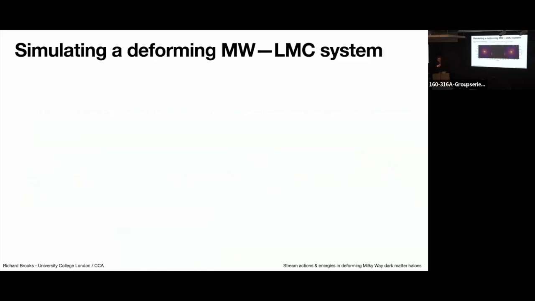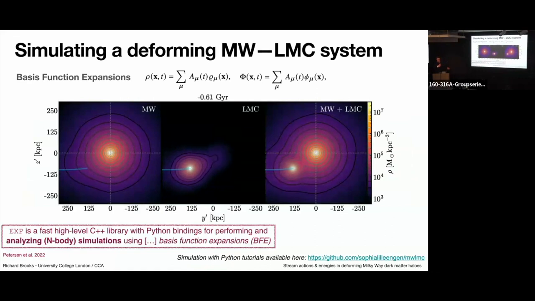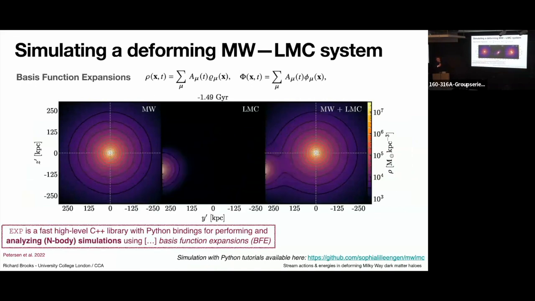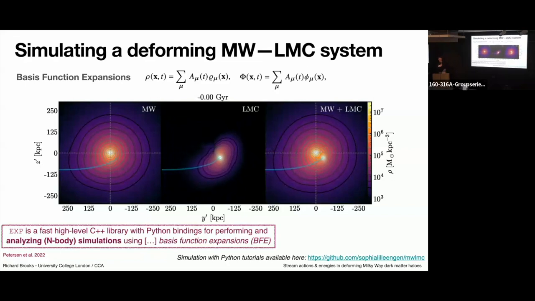Okay, so we've seen some nice examples of being able to simulate a deforming system. This is just taking Sophia Lenningen and Mike Peterson's simulations and showing the LMC falling in and the redistribution of dark matter. The density is plotted here. You can see as the LMC falls in, the deformations are being tracked by using a basis function expansion. Depending on how you weigh the basis functions by these time-dependent coefficients, we'll be able to track through time the deformations to the halo.